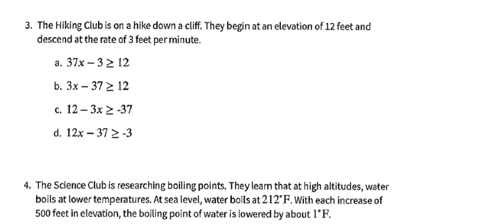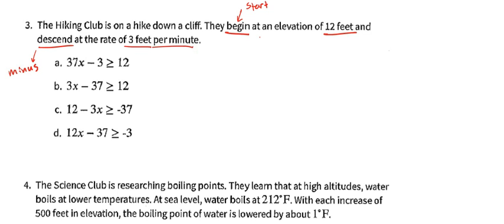Okay, mathematicians, number 3. Let's read it first. The hiking club is on a hike down a cliff. They began at an elevation of 12 feet and descend at a rate of 3 feet per minute. Let's annotate. They begin at an elevation of 12 feet, so I think this is somehow like a start. And descend, that means going down, so mathematically, I think that's going to be minus or subtract. And a rate of 3 feet per minute. That seems important too.